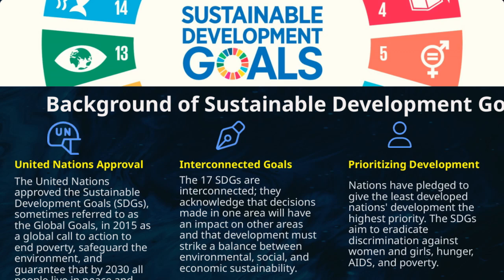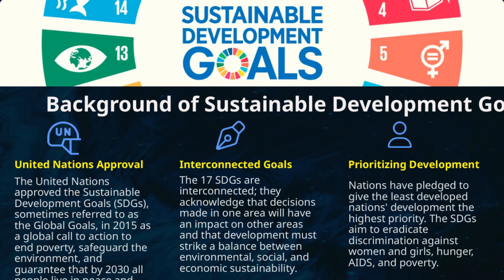The Sustainable Development Goals, or SDGs, are specifically designed to tackle some of the most pressing issues, such as discrimination against women and girls, hunger, AIDS, and poverty. These goals are deeply interconnected, meaning that actions taken in one area can influence progress in others. For example, addressing poverty can also improve health outcomes and promote environmental sustainability. It's important to recognize that sustainable development requires a balanced approach, considering environmental, social, and economic factors all at once.